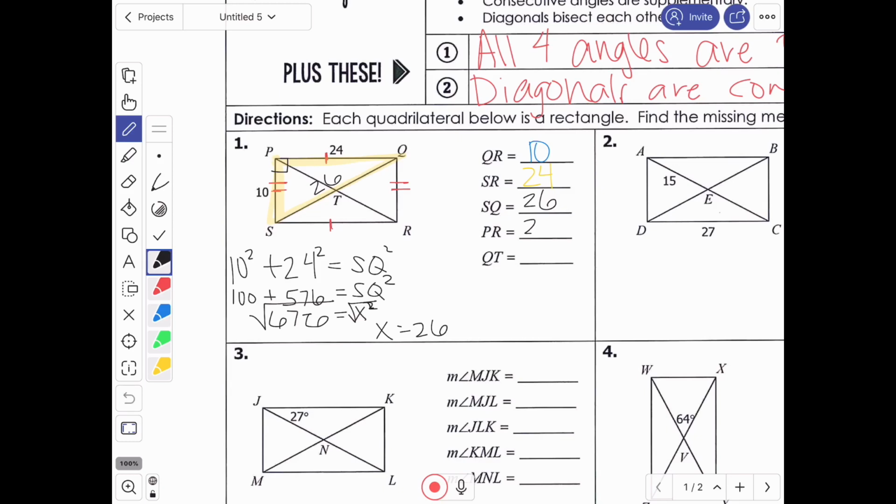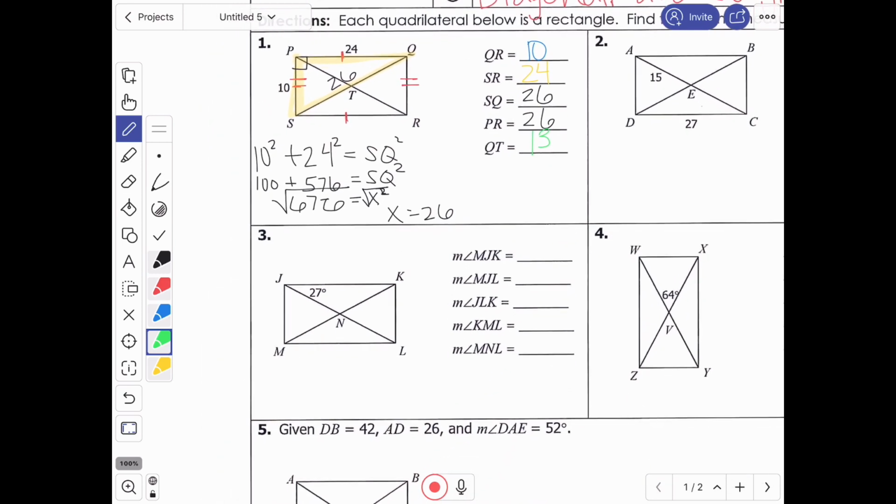And then PR, that's that other diagonal, they're congruent. So that's also 26. Then I need to find QT. Okay, so QT is just half of that diagonal. And I know that the diagonals bisect each other because that's one of the parallelogram properties. So I'm just going to take half of whatever this diagonal is. So half of 26, I would get 13. Okay, so number 1 is just the side lengths.